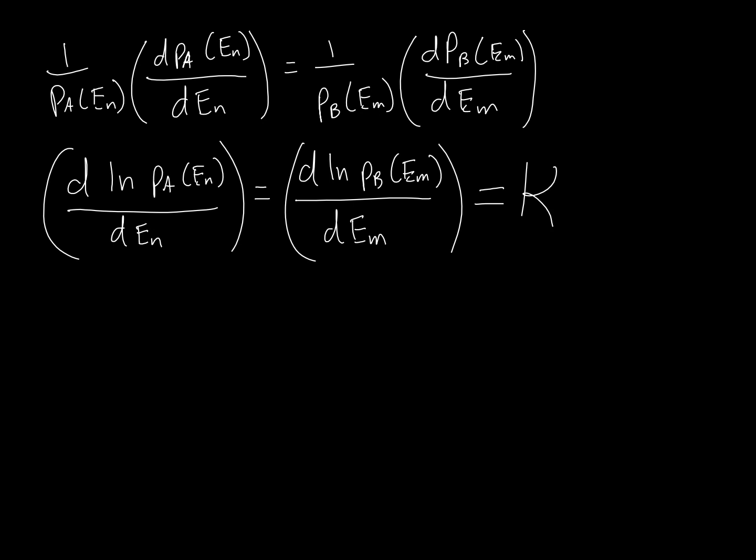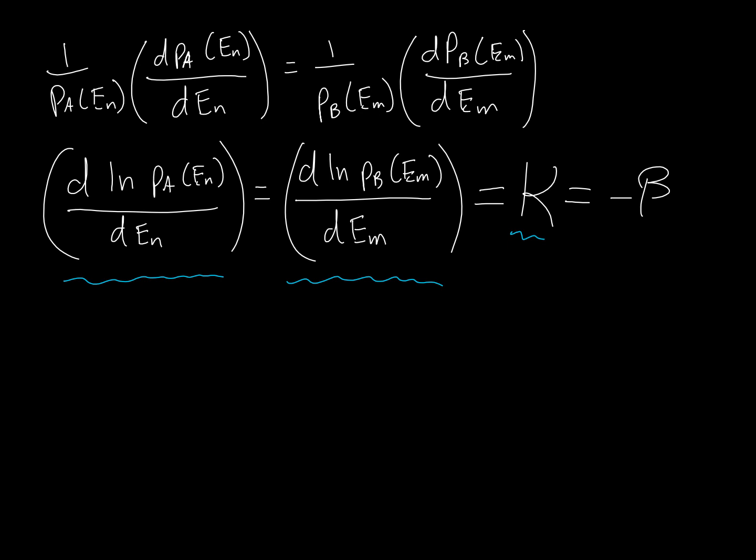So the key thing to recognize is that these are all related by some constant. All the properties associated with subsystem A and energy En are 100% isolated from the properties of subsystem B with energy Em. So the only way that this equation can hold true is if they're equal to a constant value. In this case, I'll briefly call it K, but then for the sake of history, we write this as negative beta.